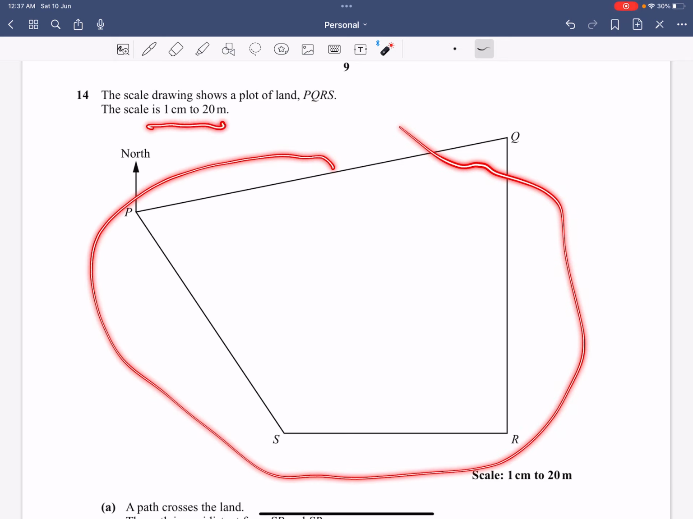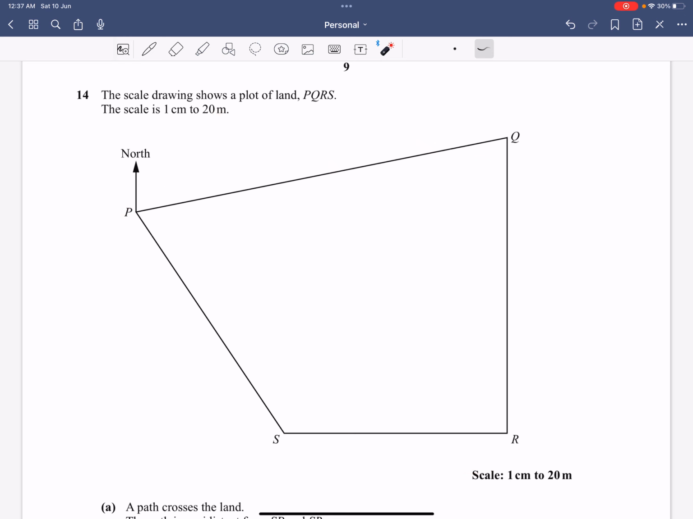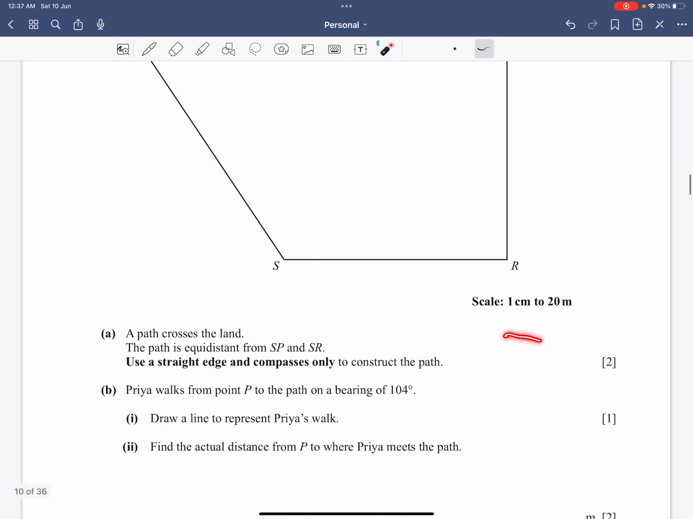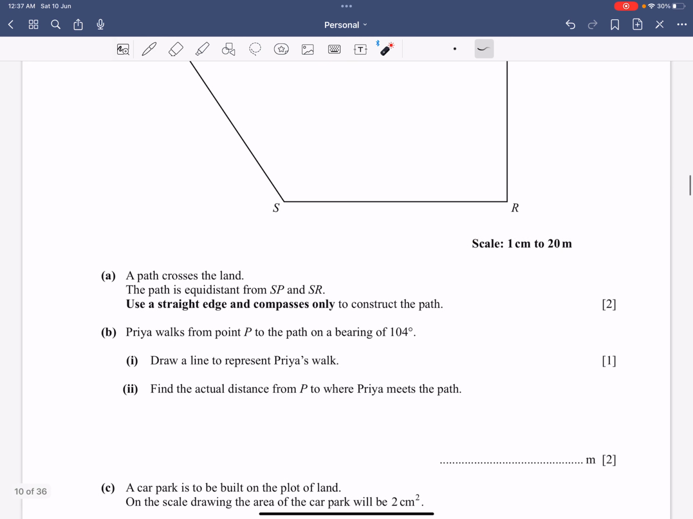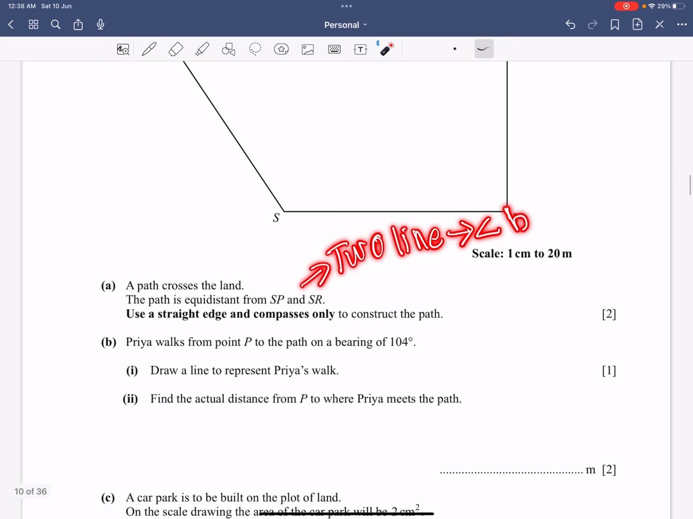The scale is 1 centimeter to 20 meters. So what does this mean? That 1 centimeter represents 20 meters on this map. A path crosses the land. The path is equidistant from SP and SR. So whenever anything is equidistant from two lines, what does this indicate in loci? To make an angle bisector. Remember, make an angle bisector. So we'll be making an angle bisector.